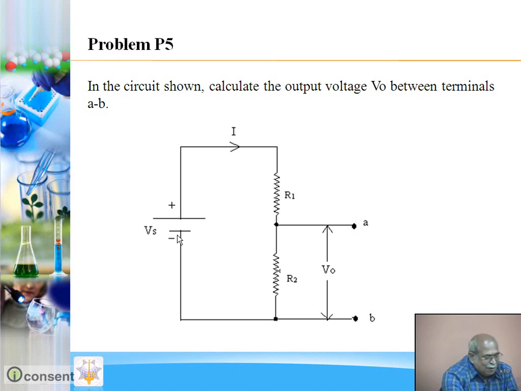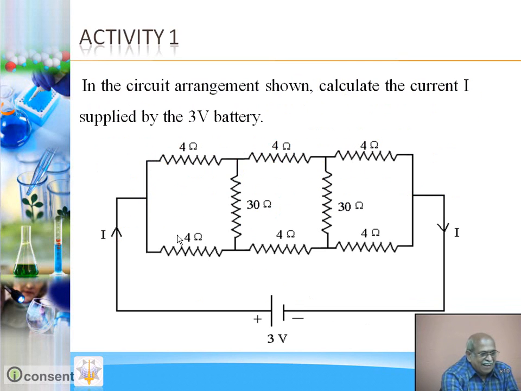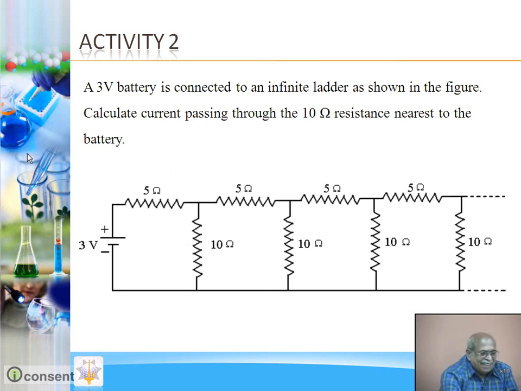If you have understood these problems, you can try these activities. Look at this figure. I need not give complete explanation, but you can at once understand that this 30 ohm resistance can be removed. Current here is 0. Similarly, this 30 ohm resistance can be removed. Current here is 0. And after you remove, the solution is at once obvious. Next activity. Infinite ladder. So whatever problem P2, second problem we solved, same method you can use for this infinite ladder.